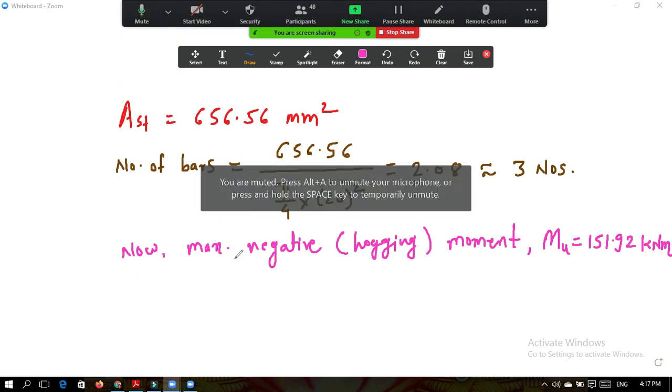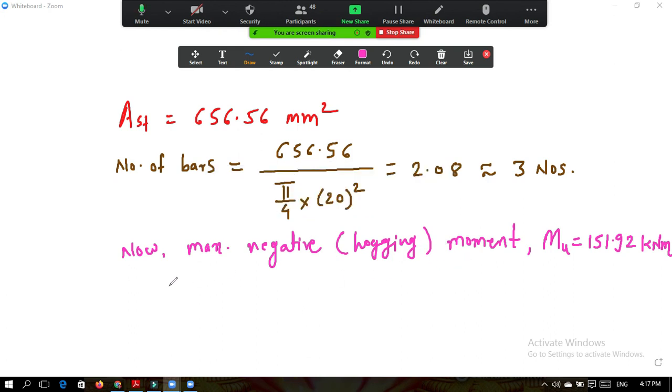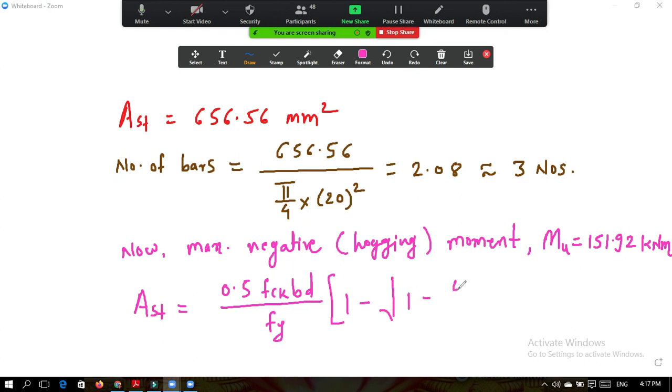So this is the maximum negative hogging moment, 151.92. Now calculate AST for the same. AST is equal to, what is the formula? 0.5 FCK BD divided by Fy in bracket 1 minus under root 1 minus 4.6 Mu upon FCK BD square. So this is the formula. Put the values in the formula to get the value of AST.